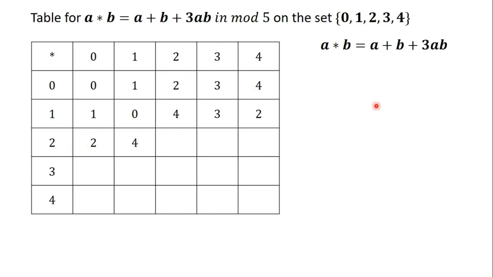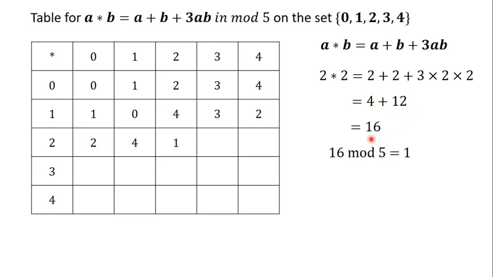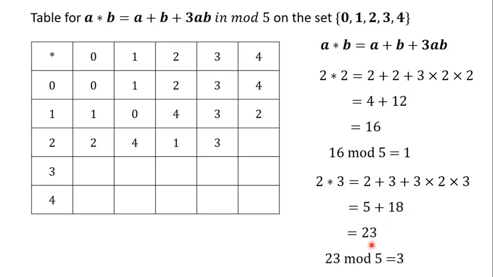2 star 2. 2 star 2 is equal to 2 plus 2 plus 3 times 2 times 2. This will be equal to 4 plus 12. 4 plus 12 is 16. 16 mod 5 is 1. The next one is 2 star 3. 2 star 3 is equal to 2 plus 3 plus 3 times 2 times 3. And this is equal to 5 plus 18. 5 plus 18 is 23. 23 mod 5 is 3.